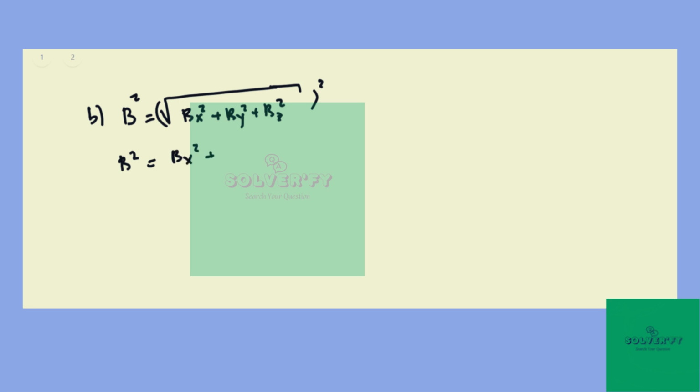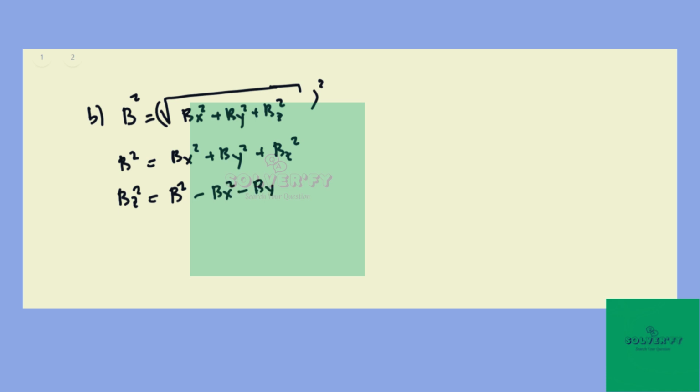Now, in part B, we are actually given the magnitude of the total field. So B total equals the square root of Bx squared plus By squared plus Bz squared. Using this equation, we can get information about Bz. If I square both sides, we have B squared equals Bx squared plus By squared plus Bz squared. Now, isolating Bz squared, we have B squared minus Bx squared minus By squared.